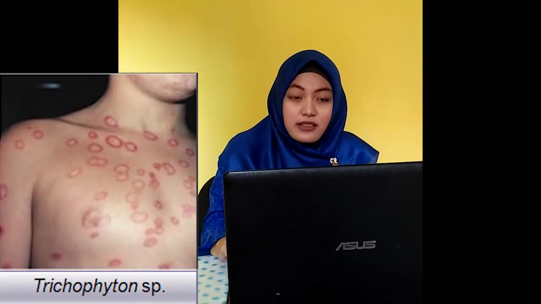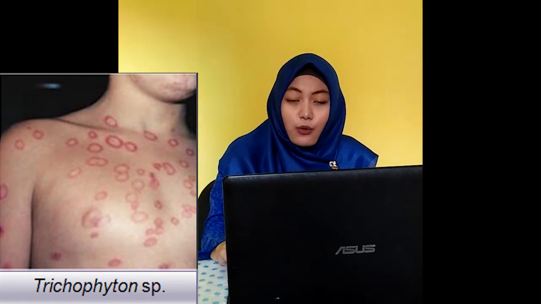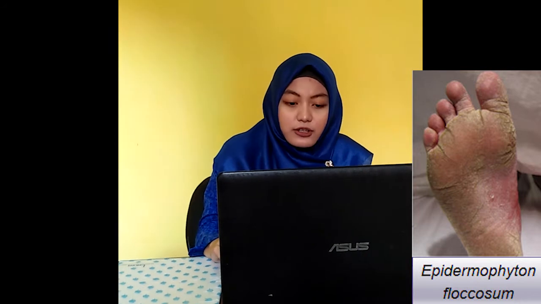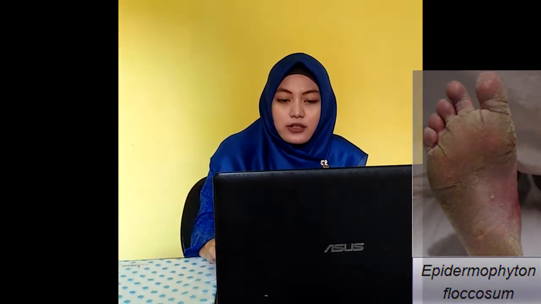And the last division is Deuteromycota. The characteristics are the hyphae are insulated or septate. The sexual spore is unknown and the asexual spore is conidiospore. Here are the examples of Deuteromycota. Trichophyton sp., causing ringworm in skin, and Epidermophyton floccosum, causing athlete's foot.